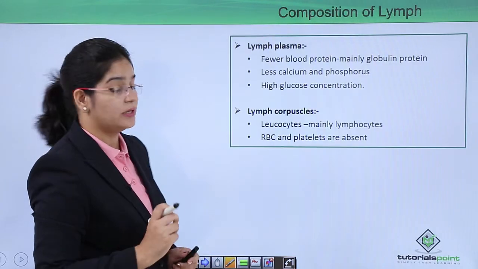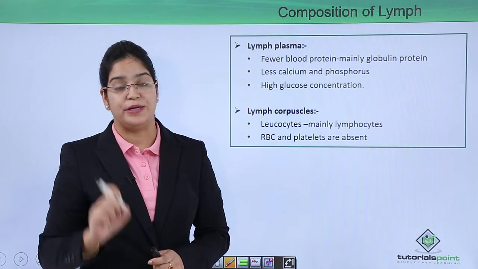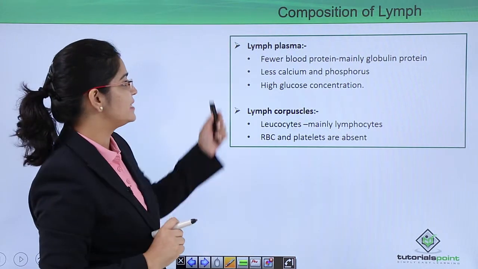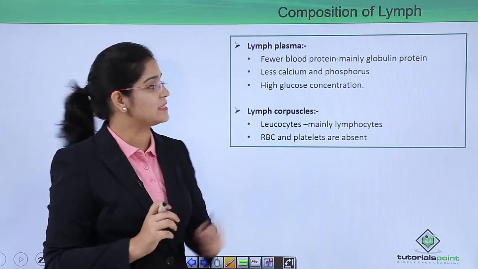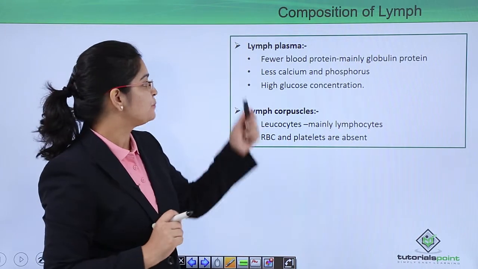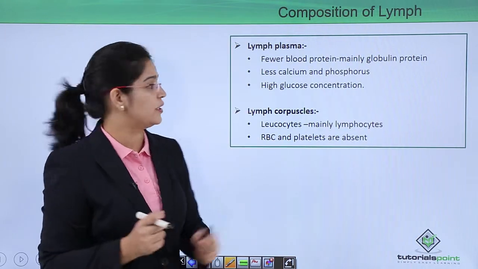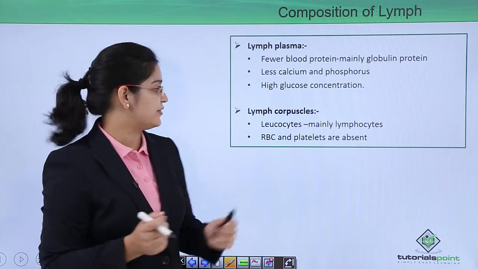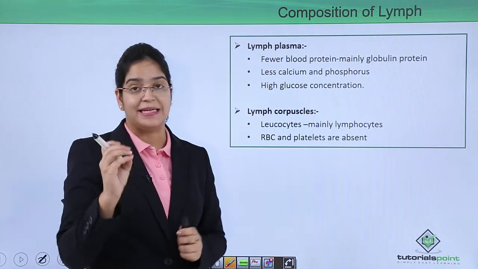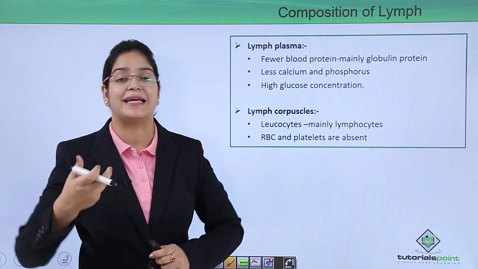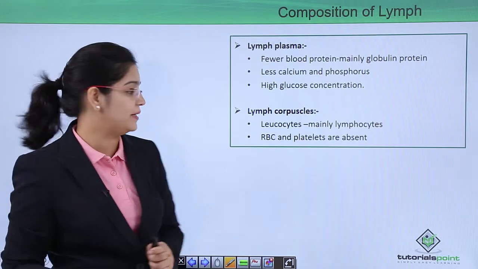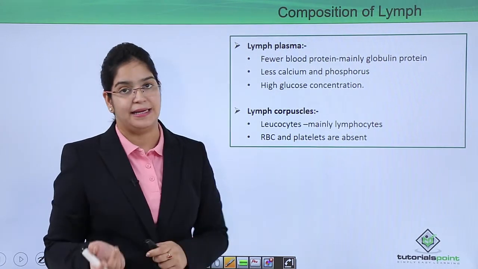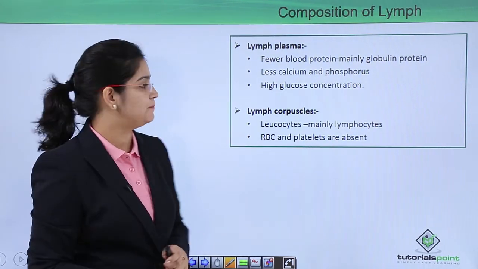so that now this plasma, or the interstitial fluid which is present between the tissue, contains fewer blood proteins, mainly the globulin protein, less calcium and phosphorus, and high glucose concentration. Leukocytes, mainly the WBC, are present because they can easily squeeze out of the blood capillaries. RBC and platelets are not present.